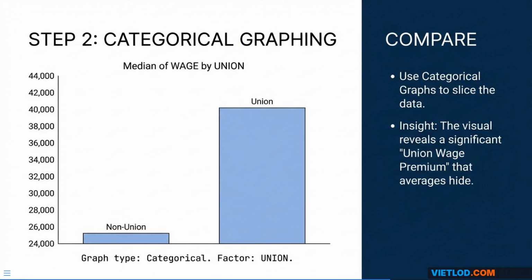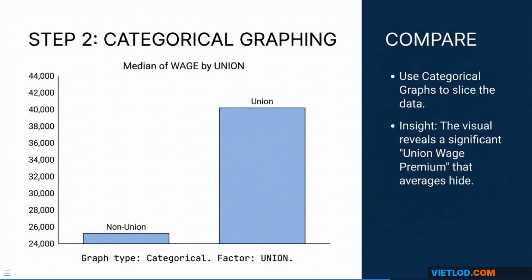After analyzing the overall wage distribution, we now want to compare wages based on a specific characteristic. We'll use the union factor, a categorical variable that is 1 for union members and 0 otherwise. By creating a categorical graph of the median wage by union status, we can slice the data and uncover patterns hidden by the overall average.